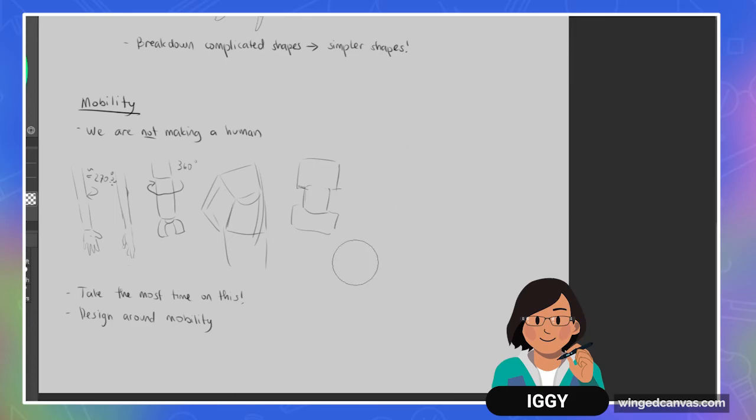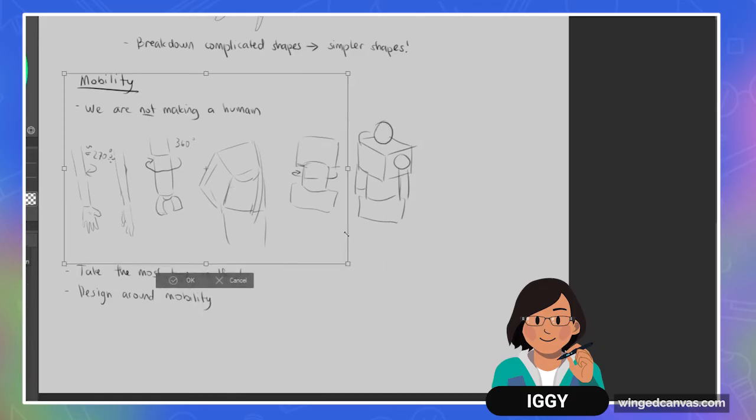Our mech body may not be able to twist like a human would, but it could do a full 360. It could rotate. So keep it in mind when you're designing your mech. Mobility is very important. And then another thing is you could get creative with how you do stretches.